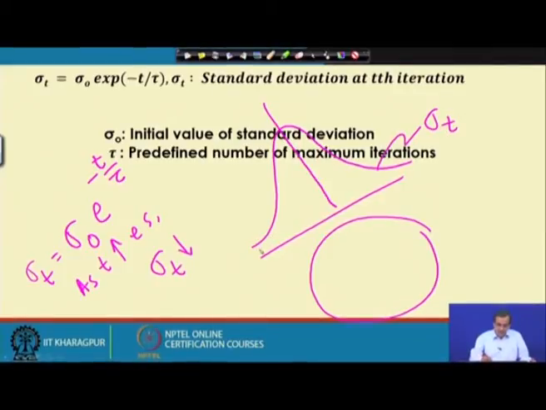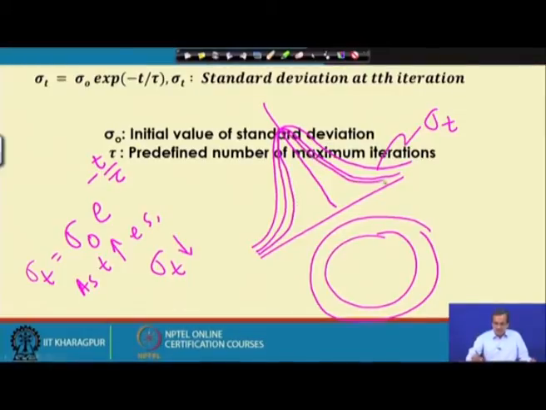So, in the next iteration the Gaussian distribution could be something like this, and accordingly the plan view will be something like this. Once again, in the next iteration there is a possibility I will get this type of sigma_t, so the plan view will be something like this. Now, what does it mean?